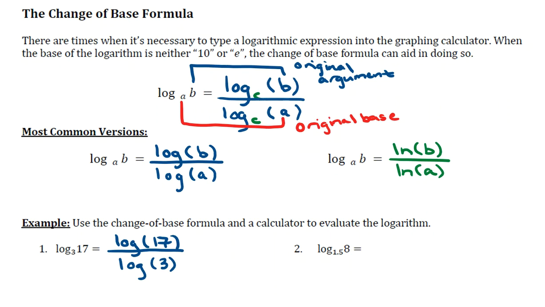For the second example, I'm going to use the natural log version, which would force us to rewrite it this way: the natural log of the original argument 8, all on top of the natural log of 1.5. And I will show you how to type that in my follow-up video as well, so that we can get a decimal approximation. But that's really all there is to it, to the change of base formula.